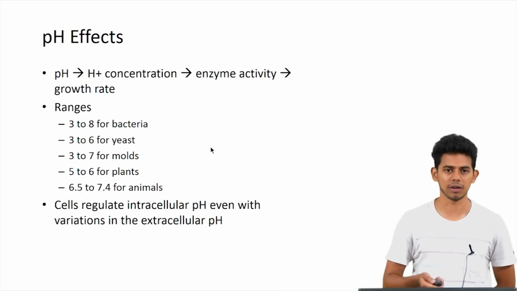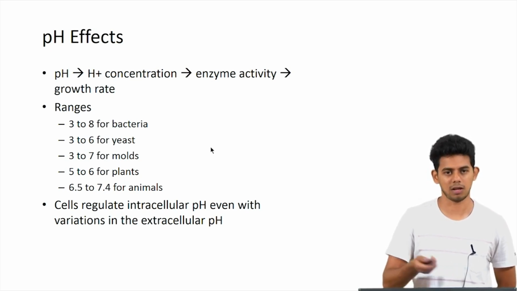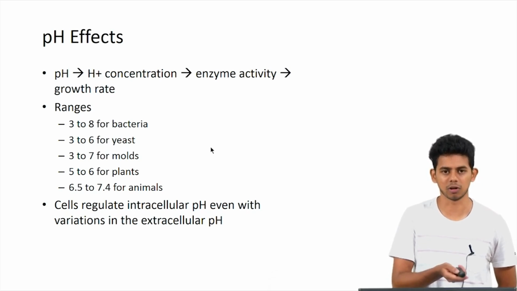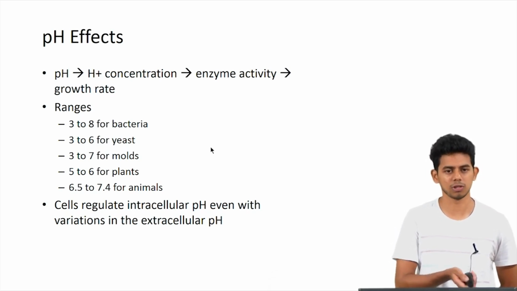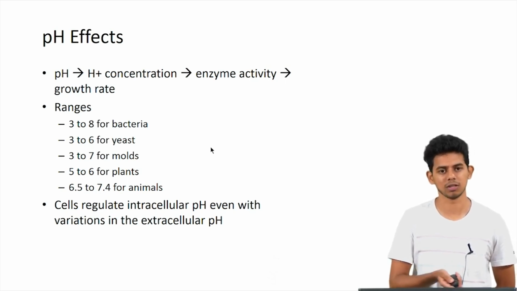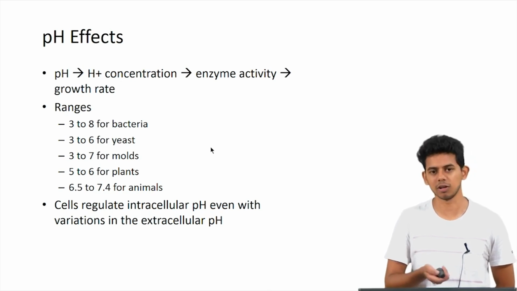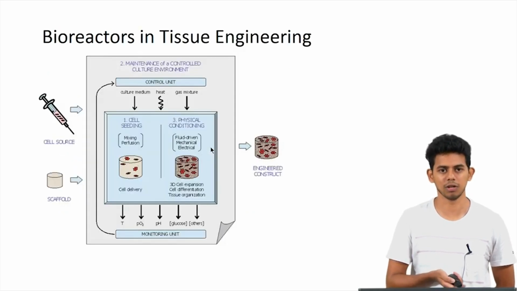Then coming to pH effect. pH is basically the H plus concentration, which in turn affects the enzyme activity and the growth rate. These are a few examples of different organisms and their preferable pH range. For mammalian tissues, it's usually around 6.5 to 7.4 pH. The cells are capable of regulating their intracellular pH even when there is a variation in the external pH. So there is usually a buffering system for it.